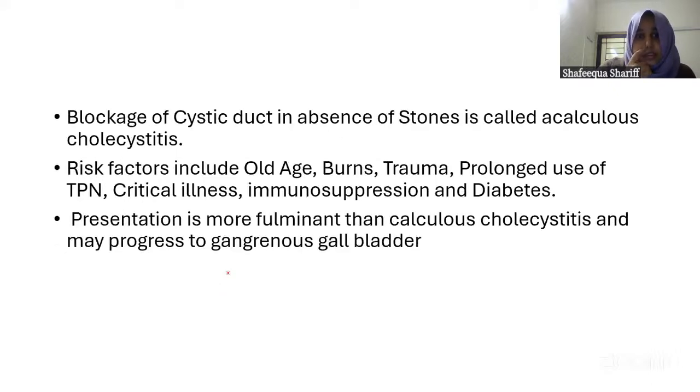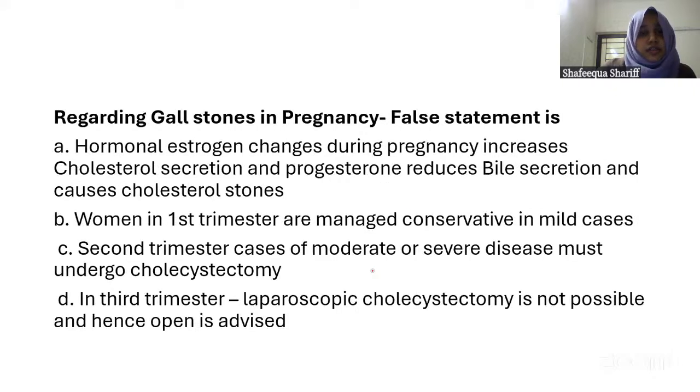So the false is, whenever the cystic duct gets obstructed in the absence of stones, it is called acalculous cholecystitis. The risk factor, usually the patient is an old patient and is sick, either severe burns or trauma or prolonged use of TPN. ICU patients, you can see acalculous cholecystitis. It presents in a more fulminant way. The patient is already sick. It presents in a more fulminant way than calculous cholecystitis, and it has a more rapid progression to gangrene of the gallbladder than calculous cholecystitis.